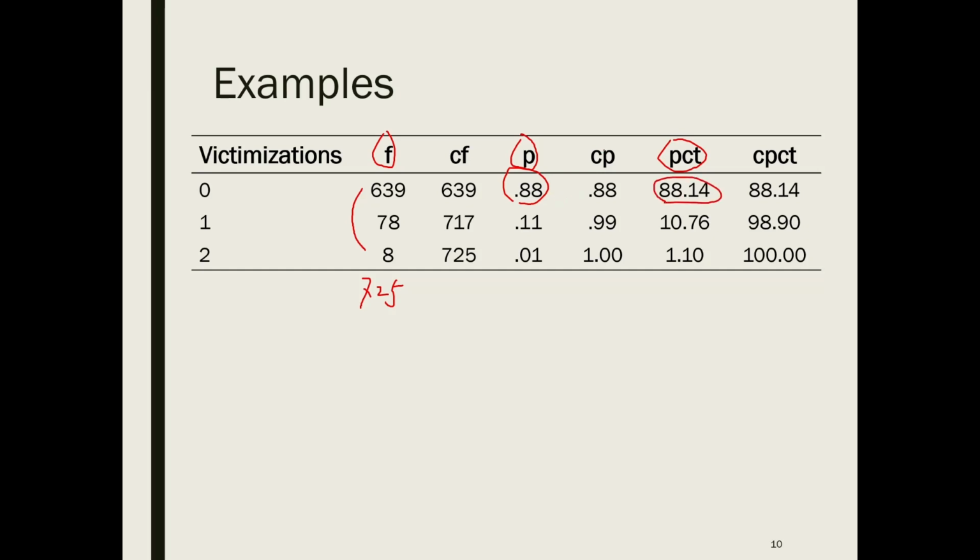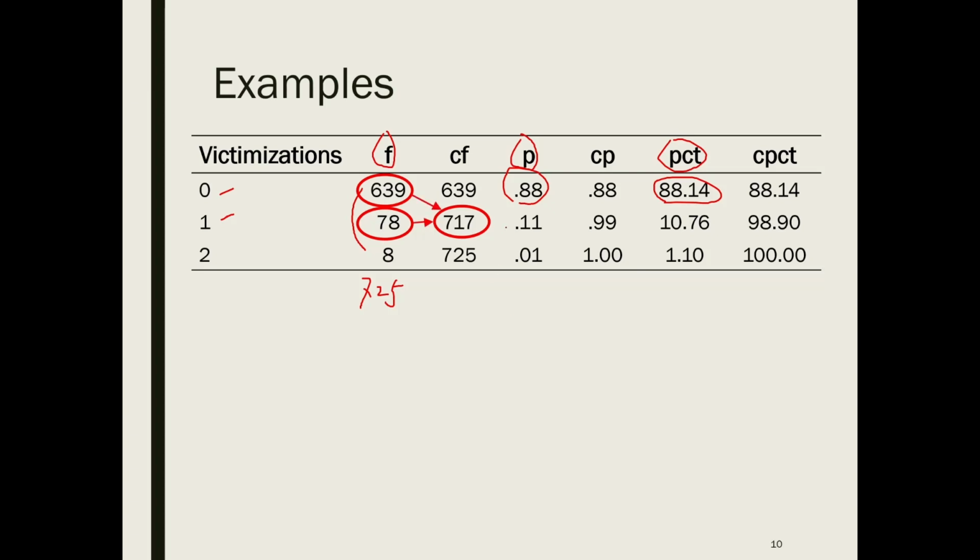Now, the cumulative frequency, cumulative proportion, and cumulative percentage are used when you're trying to answer a question like, how many people have been victimized one time or less than one time in the last year? To answer the question, you need to add the people who have not been victimized and those who have only one victimization. The cumulative column calculates this for you.